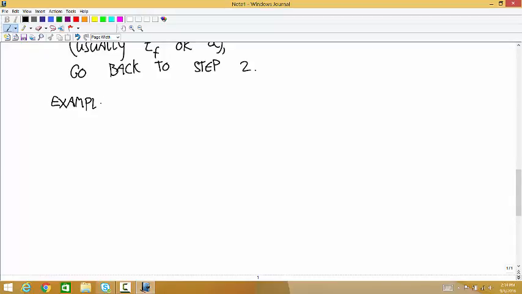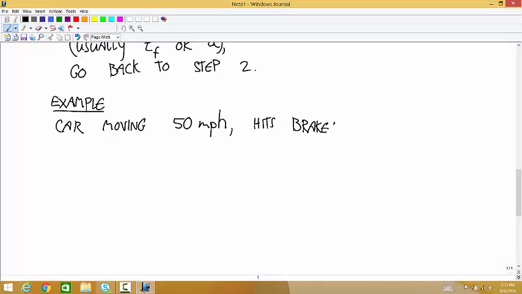Okay, so here's the first example. Let's say a car is going at 50 miles per hour and hits the brakes. We're going to assume that the acceleration is constant. So let's say that the car stops over a distance of 30 meters. So it requires 30 meters to stop. What's the acceleration?